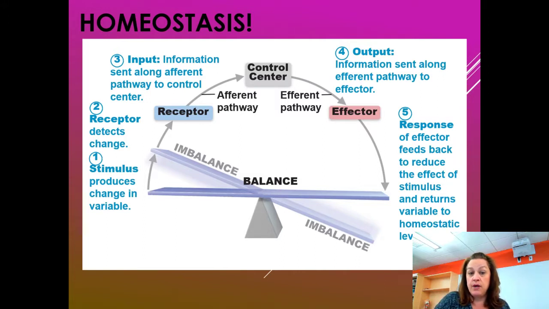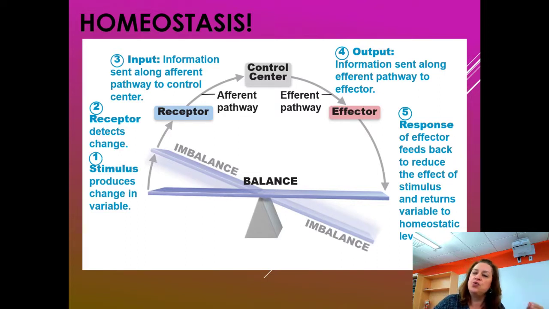Body temperature, right? I got too cold, pulled my sleeves down. Got a little warmer, pulled my sleeves back up, right? My body is telling me that I'm getting warm, I'm getting cold, I'm getting warm, I'm getting cold. How does it do that? Most of them work on the same general sort of 5-step arc. There's a stimulus, some sort of change.